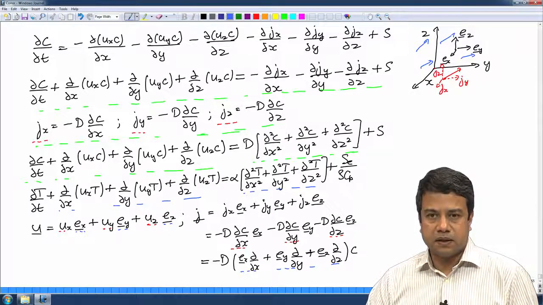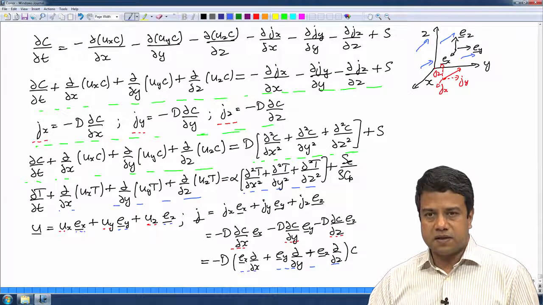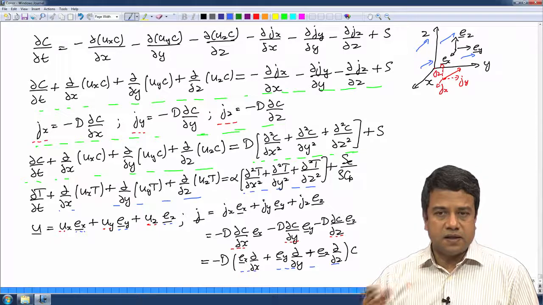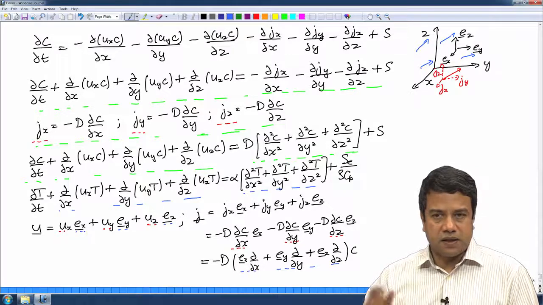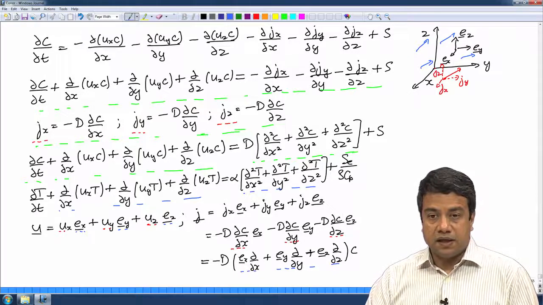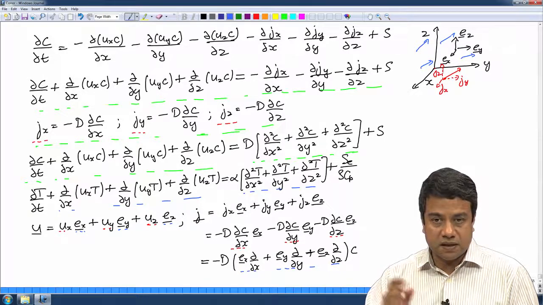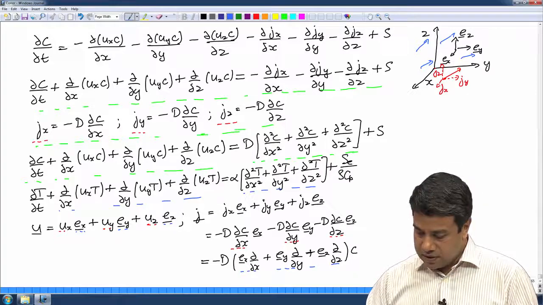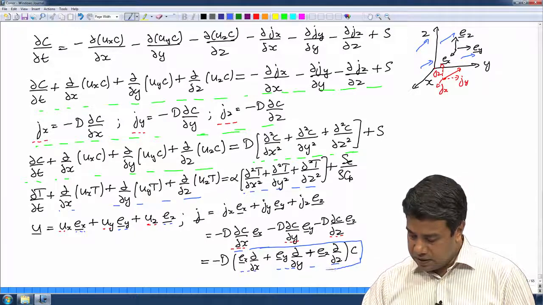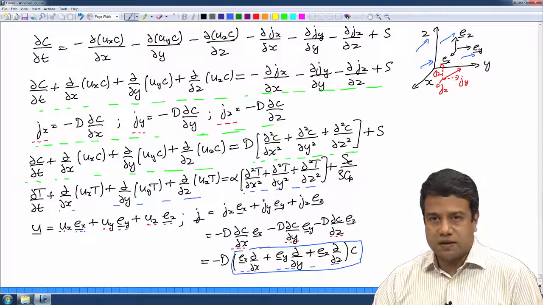So, at a given location the concentration field will vary in all 3 directions. I can take the variation in the x direction dc by dx, variation in the y direction dc by dy, variation in the z direction dc by dz. And then I can add these three after multiplying them with the unit vectors to get a resultant vector of the concentration variations in the three directions.